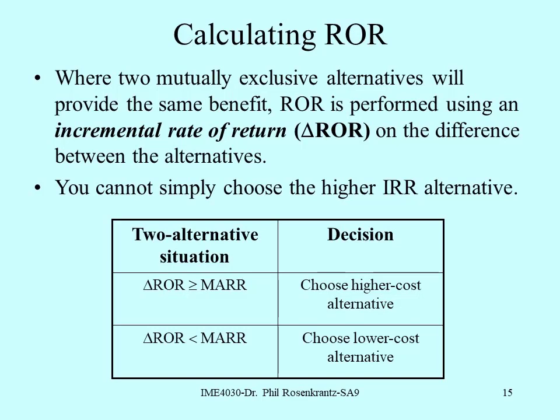The way we go about it is we calculate what's called the incremental rate of return, the delta ROR. If the delta ROR is greater than or equal to the minimum attractive rate of return, then we choose the alternative that had the highest initial cost. If the incremental rate of return, the delta ROR, is less than the MARR, then our preferred alternative is the one with the lowest initial cost. So that may seem a little strange right now, but that'll be explained. Let's go to slide number 16.